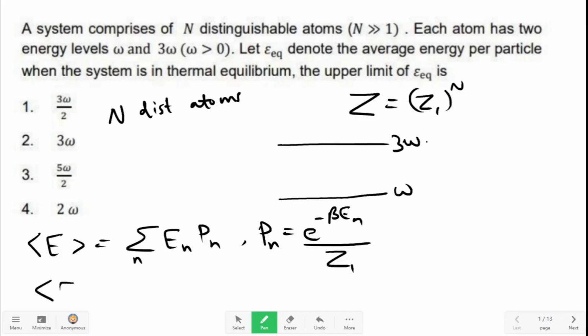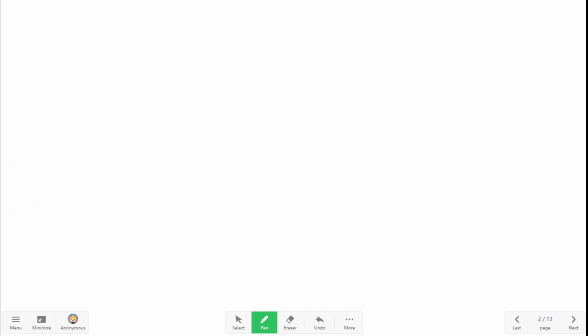Another formula for average energy is equal to minus del by del beta of ln Z1. This is the average energy per particle. Let's use this formula because I have already solved problems using the first formula. So the average energy per particle, denoted in the question by epsilon EQ, is equal to minus del by del beta of ln Z1.